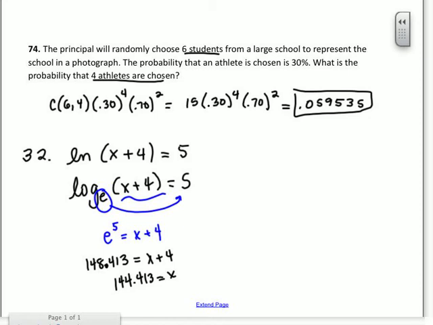Like you could do natural log of your answer plus 4, parentheses. So this is what I put into my calculator, answer plus 4. And when I hit enter, I did get 5. So you can always check these pretty quickly.